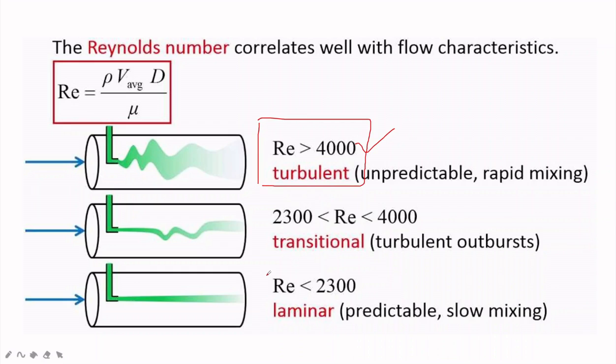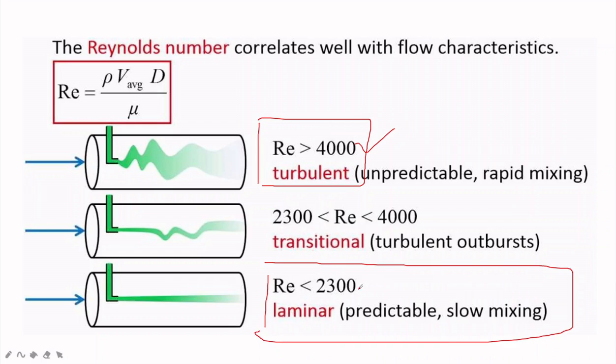When the Reynolds number is less than 2300, as given in most textbooks, it is taken as 2000. When the Reynolds number is less than 2000, it is laminar flow, predictable, with slow mixing. When the Reynolds number is greater than 4000, it is turbulent, unpredictable, with rapid mixing. When the Reynolds number is between 2000 and 4000, it is transitional, with turbulent outbursts. It's a transitional flow.